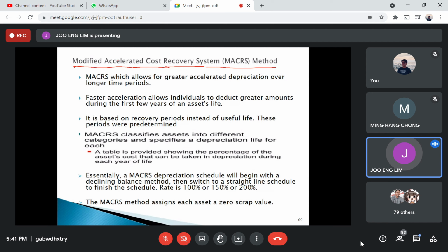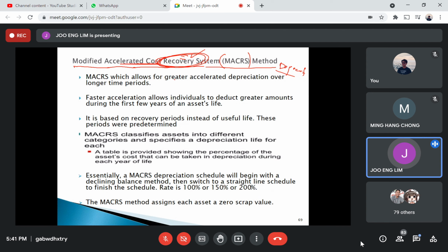The next one is called Modified Accelerated Cost Recovery System, MACRS technique. In short, we can just call it MACRS. And it uses this word, it actually does away with depreciation. We say it's recovery. Okay, so slightly different. I'll tell you what is slightly different. But when we calculate, the technique is the same.